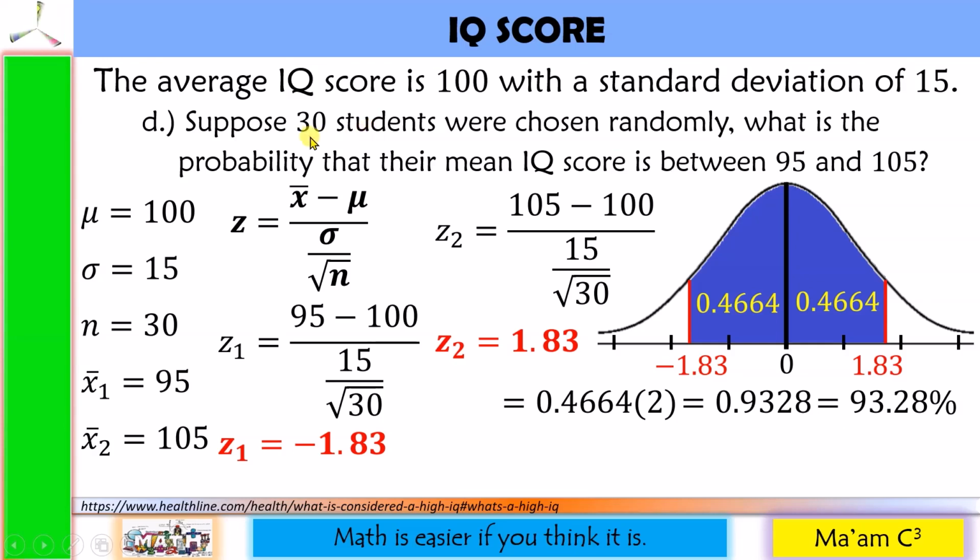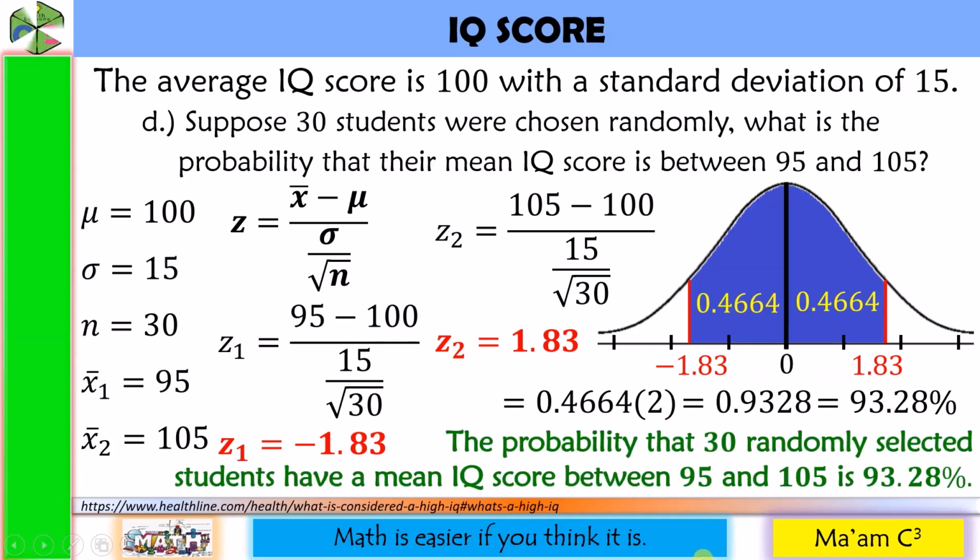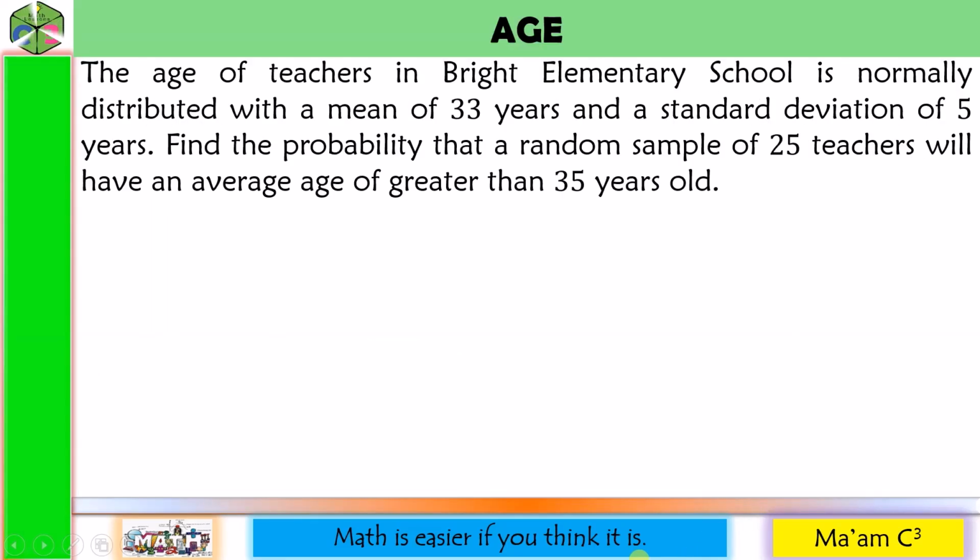Let us answer the question. The probability that 30 randomly selected students have a mean IQ between 95 and 105 is 93.28%. Let's have another one.